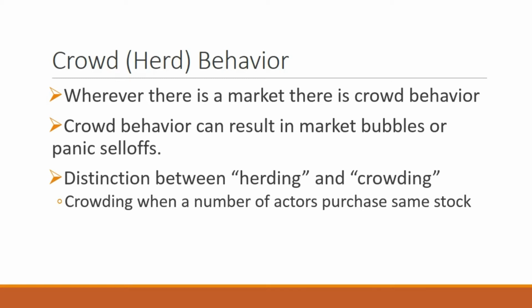Now, there's a distinction between herding and crowding. Crowding is when a number of actors, say institutions or funds, all purchase the same stock for whatever reason. That is a distinction between that and herding. Herding is where a large group of investors all invest because of social pressures.